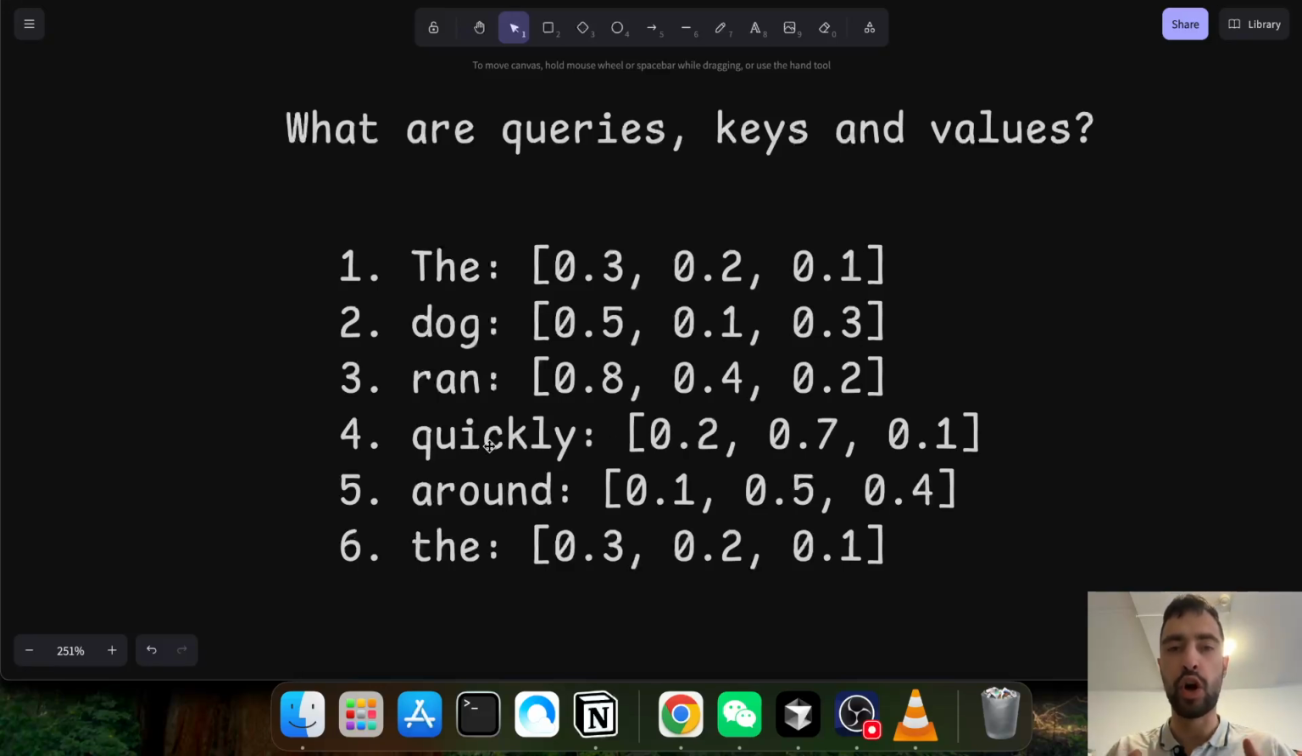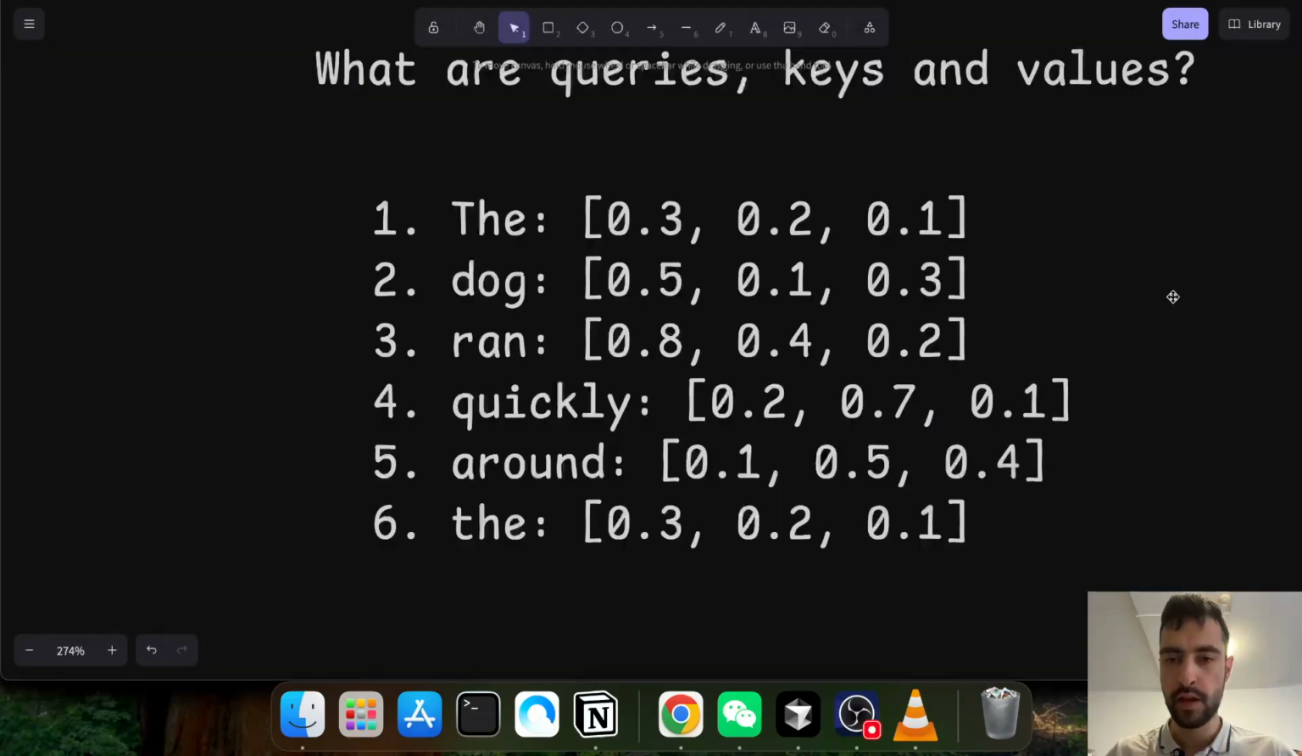We want it to also encode in which context this word is used. So this is used to say that the dog ran quickly around the. So how do we add all of these other meanings, a little bit of them, of each, to create context around in this vector embedding? First, we will talk about this quickly vector. And we will talk about query.